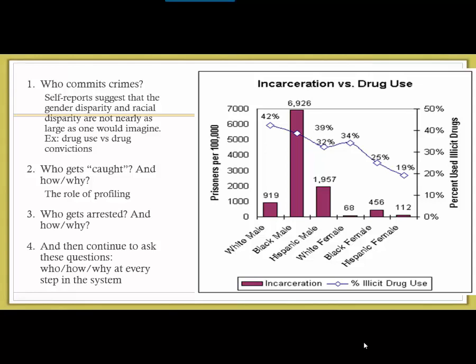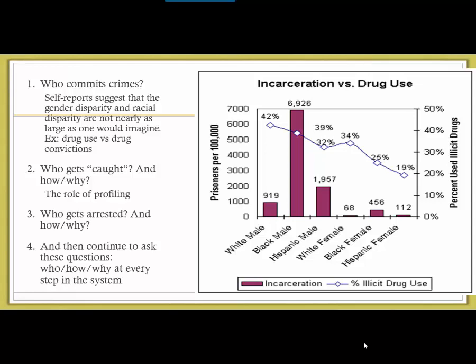So when we look at who, in a self-report, admits to using illicit drugs, so illegal drugs, versus who is incarcerated for drug use, you can see that these two things don't necessarily correlate. When we look at who's most likely to use, we see that 42% of white men said they had used illicit drugs in their lifetime, 39% of black men, 34% of white women, 32% of Hispanic men, 25% of black women, and 19% of Hispanic women. So that's what the self-reports say.